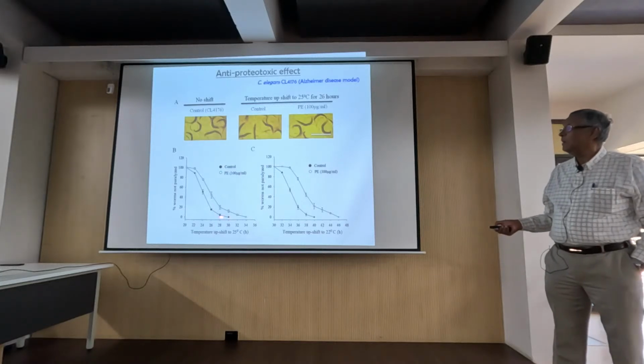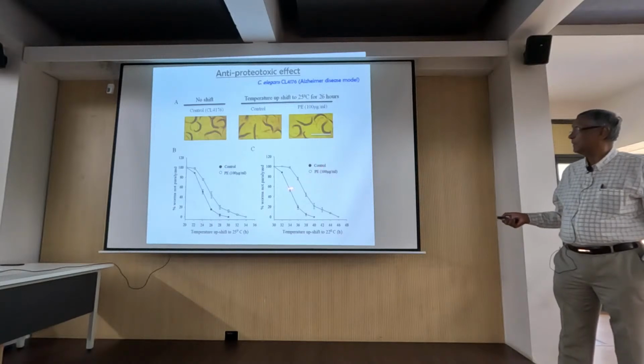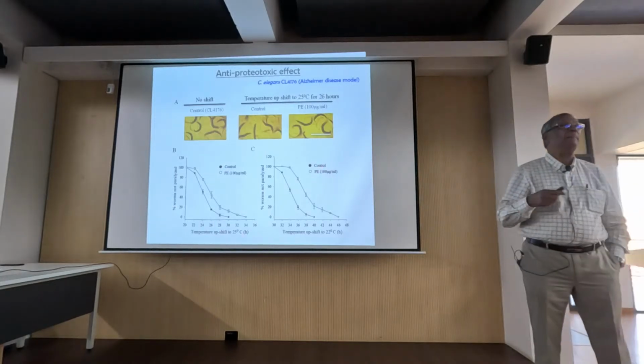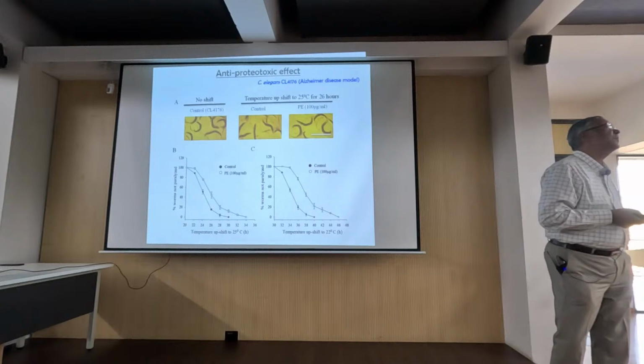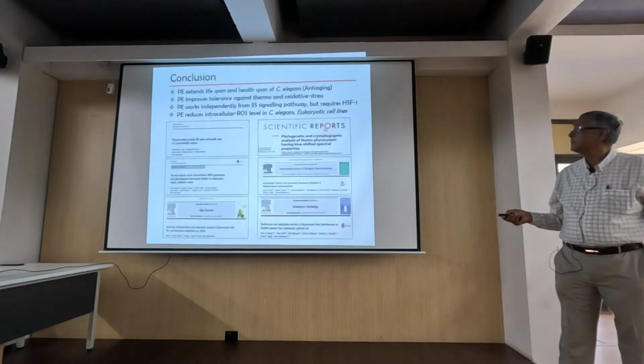So you have a control, and this is in the presence of P. So by simply shifting the temperature, you are making the gene active, to express. And that's how we did it.